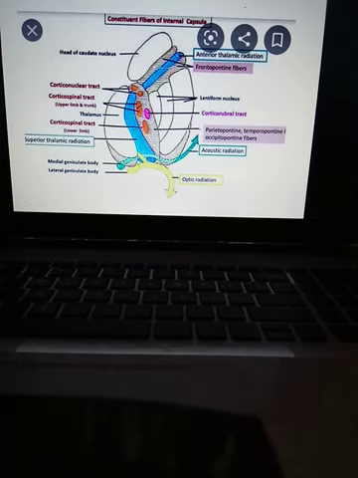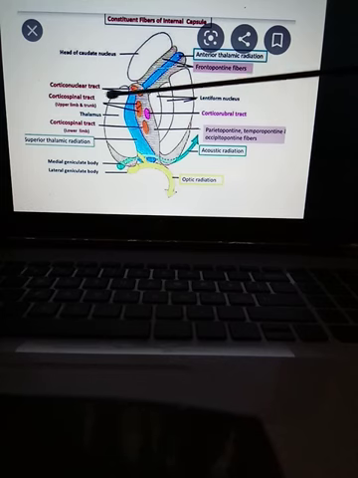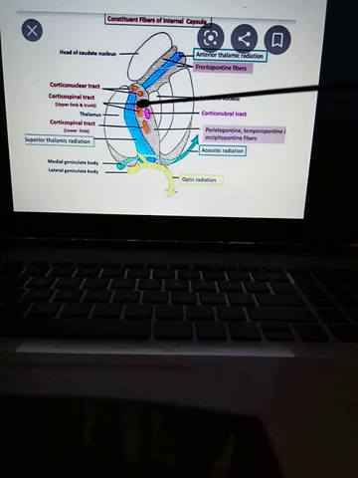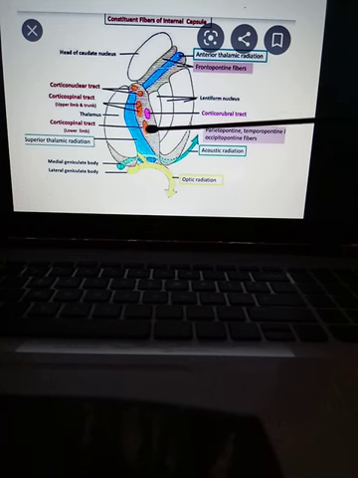Then in the descending fibers you have the pyramidal and the extrapyramidal fibers also. Pyramidal fibers include corticonuclear and corticospinal. Corticonuclear fibers are for the motor nerve nuclei. They pass through the genu, the bend here. Then you have the corticospinal fibers. These are a scattered bundle of fibers, and they pass in the posterior limb of the capsule.